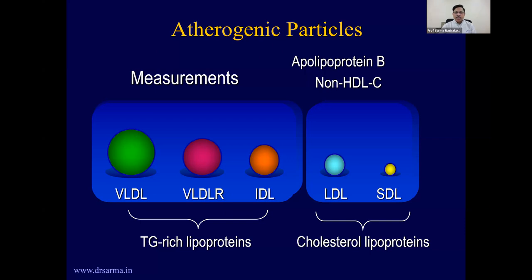So cholesterol lipoproteins, triglyceride lipoprotein. VLDL are ideal of the TG-rich lipoprotein. Apoprotein B, non-HDL-C, cholesterol-rich lipoproteins are LDL and SLDL. SLDL is the smallest particle other than HDL. HDL is the smallest particle, but it is a protective particle. Among the atherogenic particles, SLDL is the very dense, small lipoprotein.